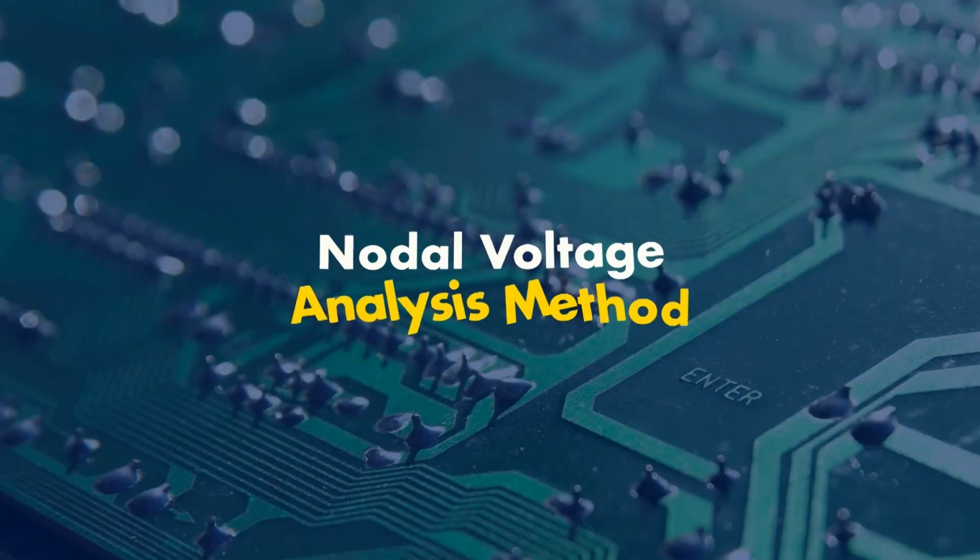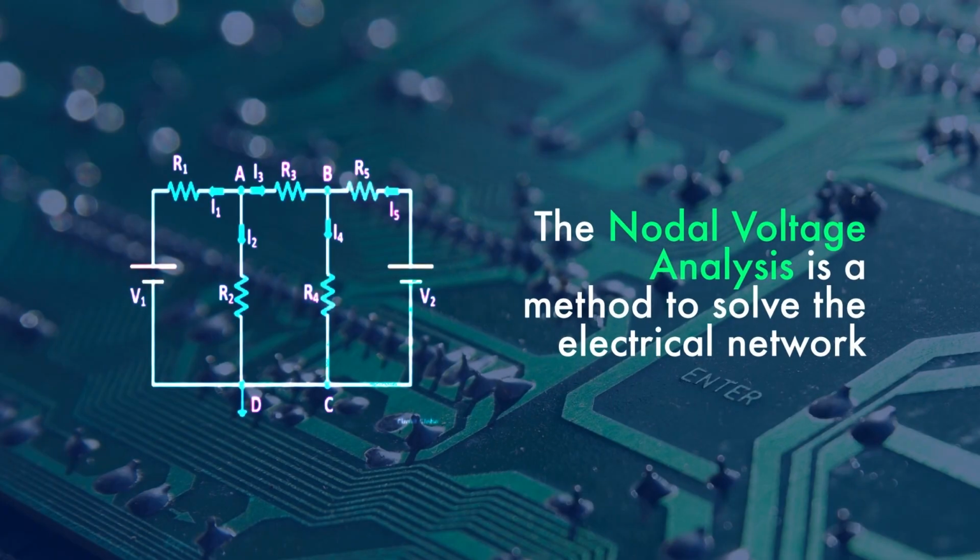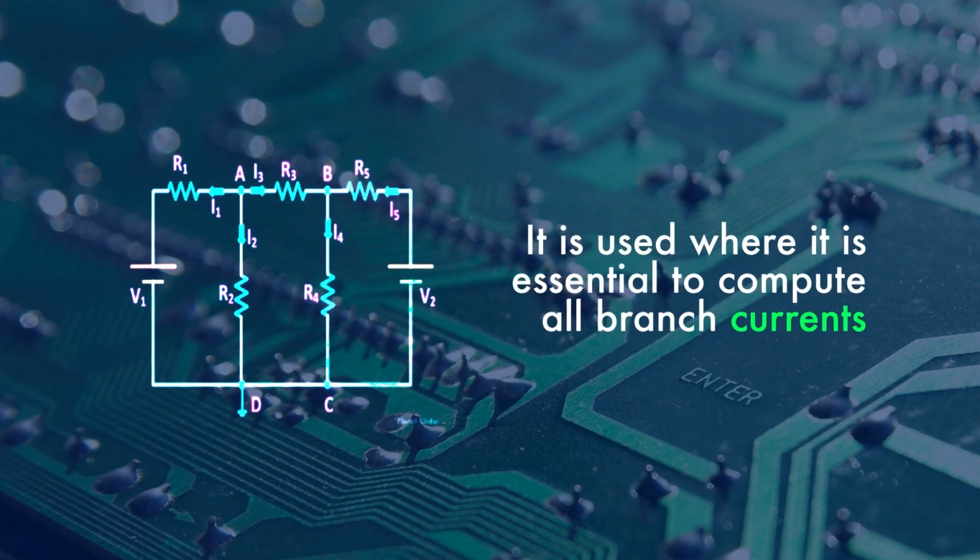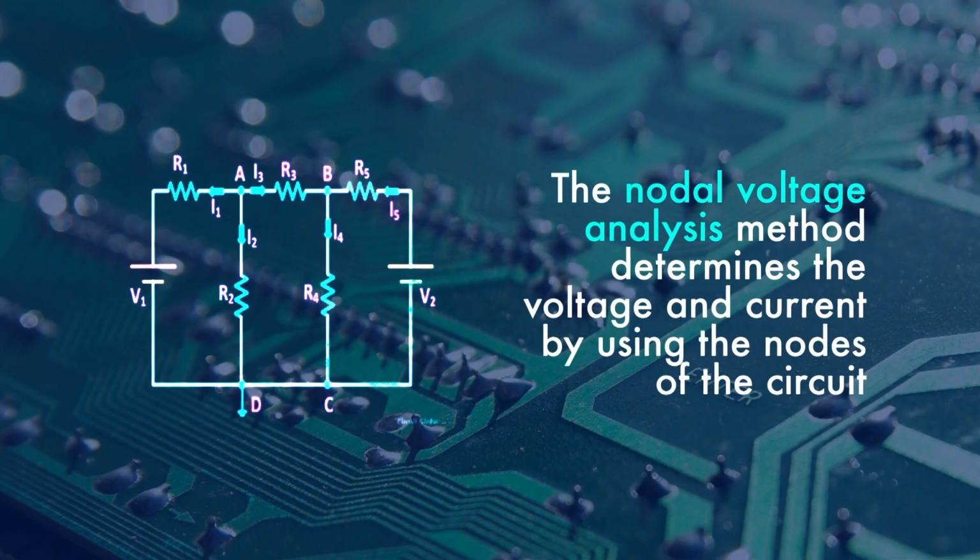Now we have to understand the nodal voltage analysis method. As I already told you, Kirchhoff's voltage law and Kirchhoff's current law are different tools to analyze the circuit. So the third tool is the nodal voltage analysis method. The nodal voltage analysis is a method to solve the electrical network. It is used where it is essential to compute all branch currents. The nodal voltage analysis method determines the voltage and current by using nodes of the circuit.